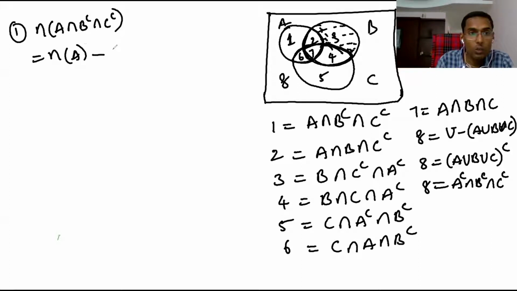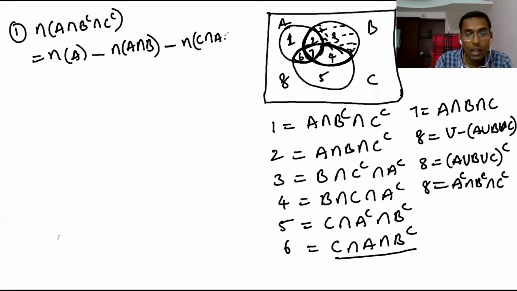2 and 7 means the number of elements in A intersection B. And also I should remove the 6th part. 6th part means the number of elements in C and A and not B. This part you should remove.